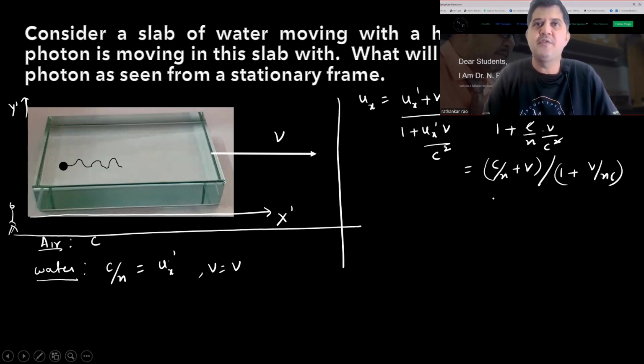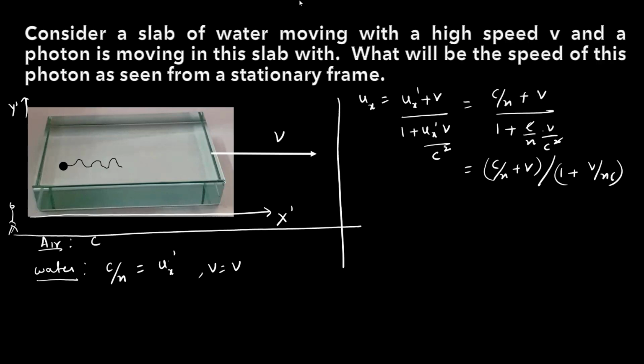If the values of all the other parameters are given, then definitely you will be able to calculate the value of ux, right? So now I have this. Let me assume, since it is water, the refractive index of water n is equal to 4 by 3, which is 1.33. Let me assume that this slab is moving with a speed of v equal to, let us say, 0.5 c.